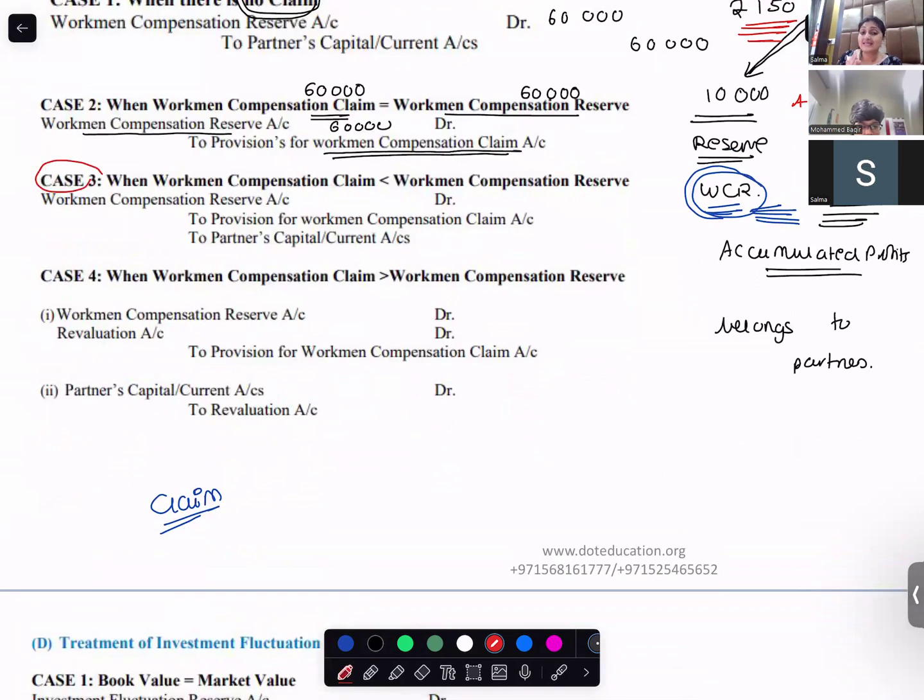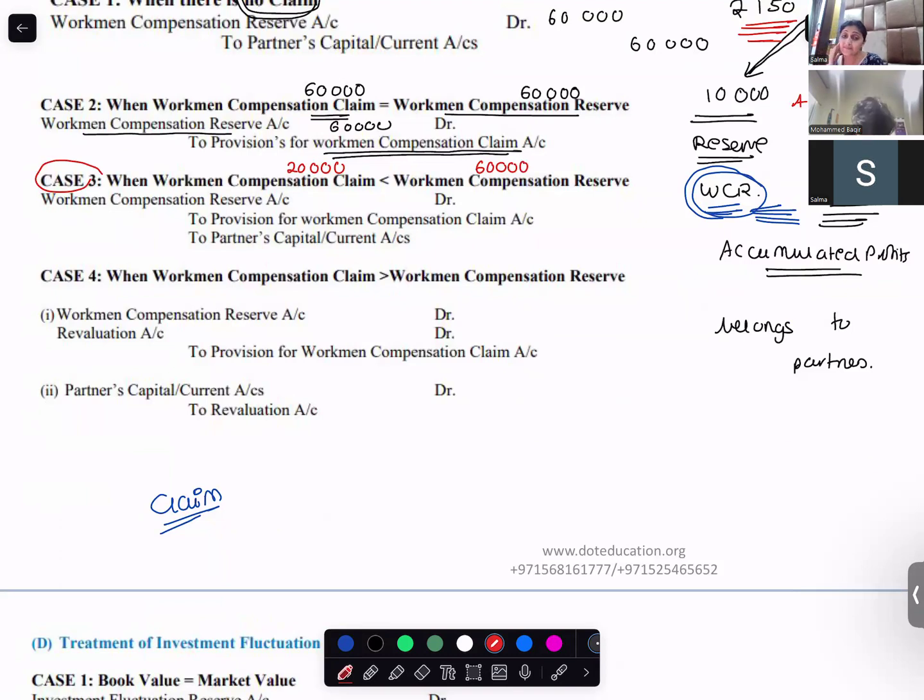When your claim is less and reserve is more. Say your claim is 20,000 and reserve is 60,000. Tell me in this scenario how much will go to the partners? How much is the reserve? 60,000. How much is the claim? The claim is 20,000. So how much will go to the partners?